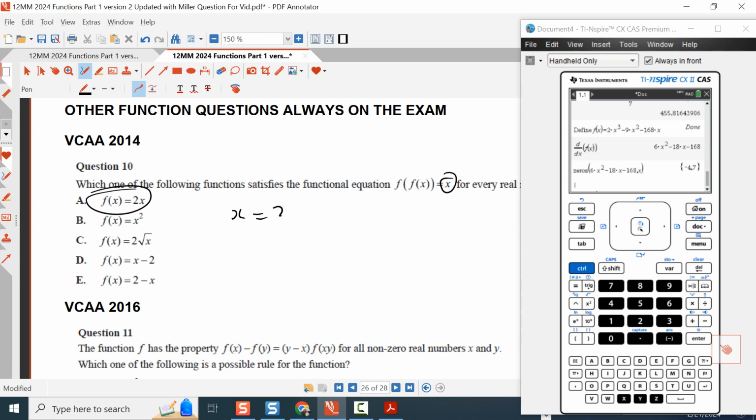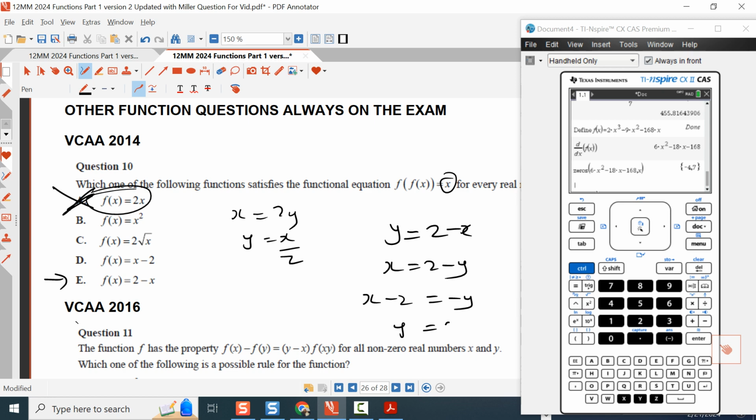So I'm going to go x equals 2y, y equals x on 2. And you notice that that's not exactly the same. So A is out. And I know, because I've done this earlier, that the answer is going to be E, and I'm just going to show you: y equals 2 take x is the way I'm going to write that. Now I'm going to invert it. X equals 2 take y. X take 2 equals negative y. Y equals, divide it by, and it's 2 take x. So notice it's exactly the same. So when you compose a function of its inverse, it'll always return x. That's the only time that's going to happen. So it must be the E response.